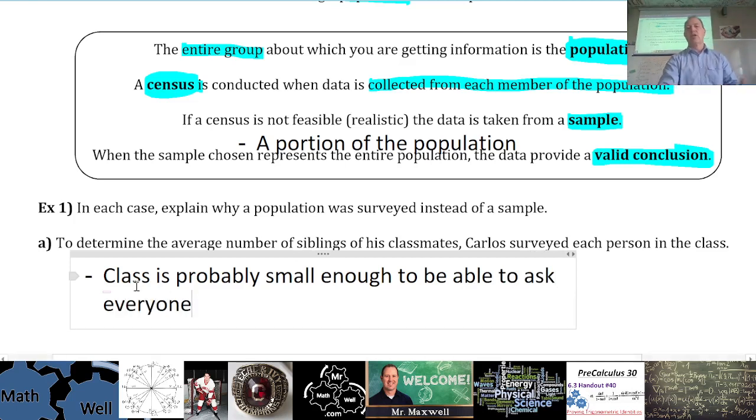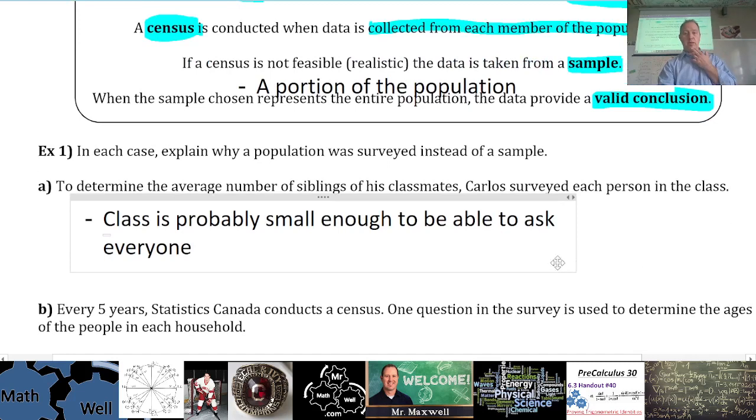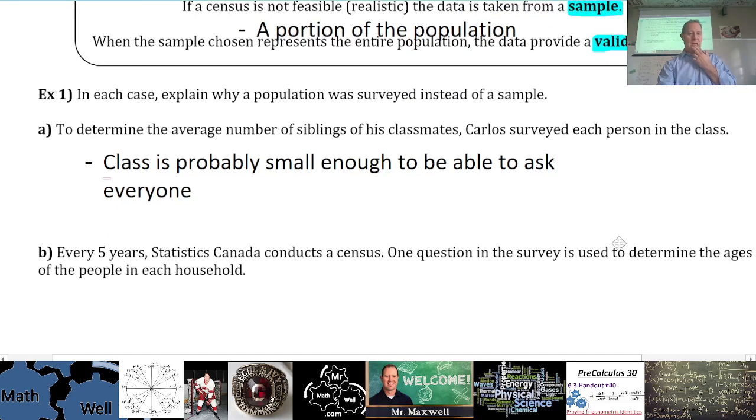And yes, if you're choosing such a small sample, like just a few people, then that might misrepresent the population. If you could ask 20 or 30 people out of 50 or 70, that's a good sample. That might be a good representation. But you're right. If you're only asking 2 people out of 21 or 22, then that might not give you a valid conclusion. So that's the big one. It seems reasonable that he would ask everyone, because the class is probably small enough to ask everyone. That would be ideal.